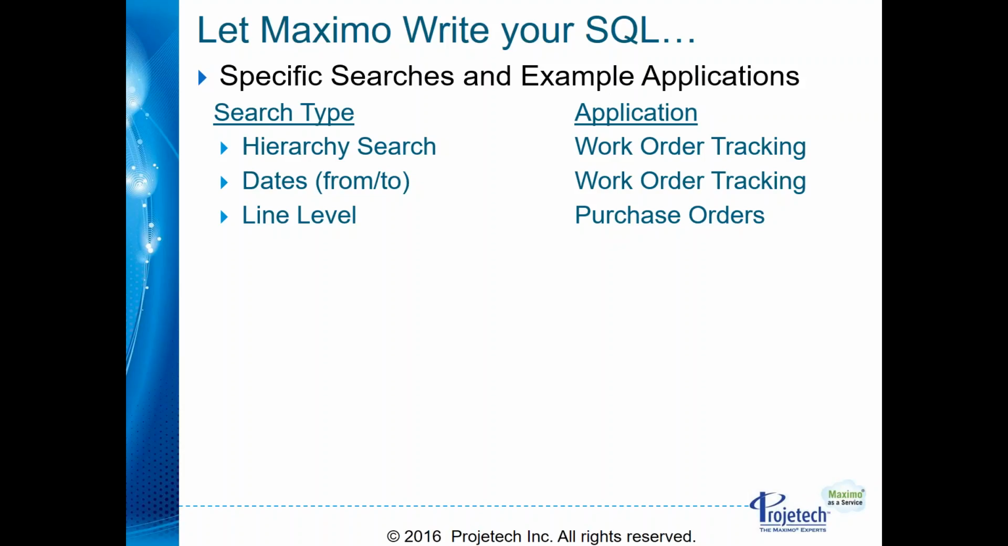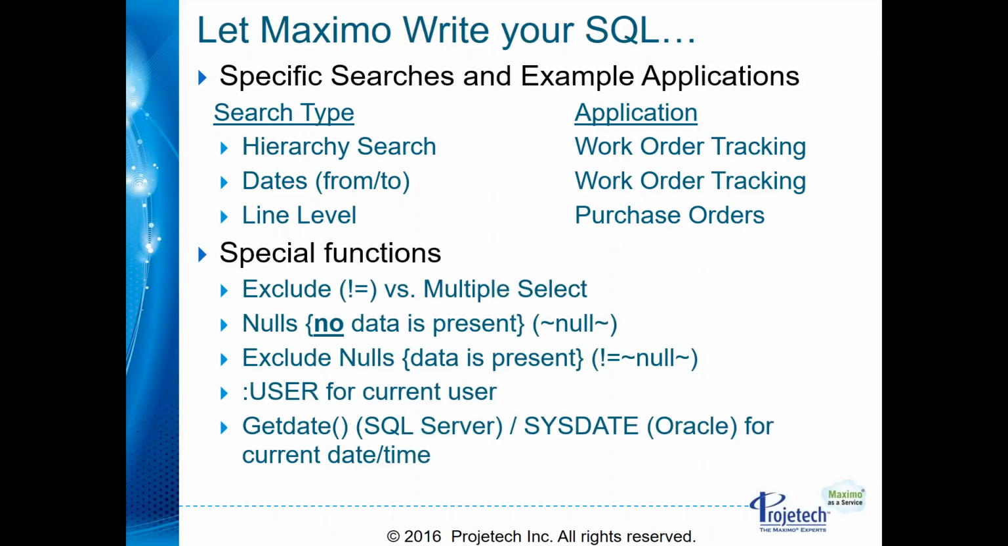Line level. So purchase orders, you can search purchase orders based on an item or perhaps a description or something else that's on the line. So you have these additional capabilities. You're not just using the main object or the main record. You have the ability to search based on other criteria.